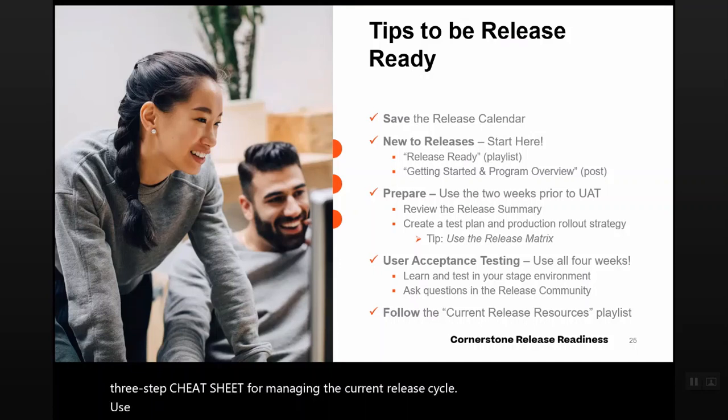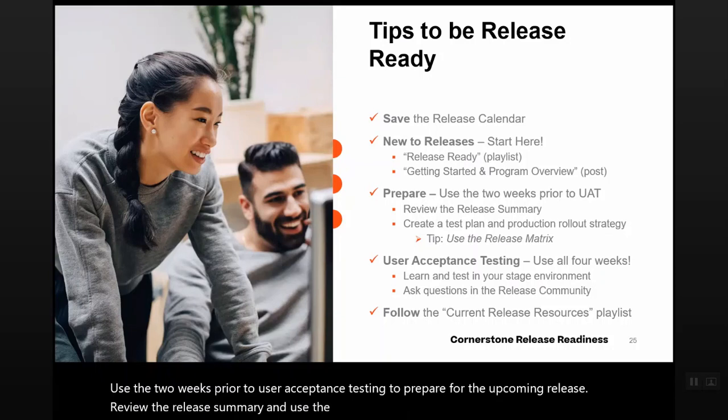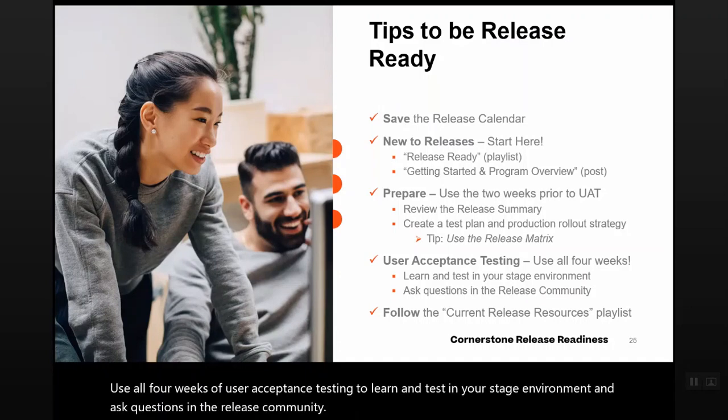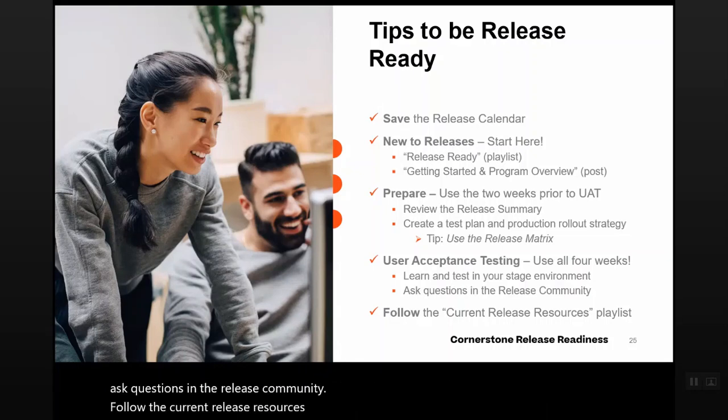Use the 2 weeks prior to user acceptance testing to prepare for the upcoming release. Review the release summary and use the release matrix to create a test plan and production rollout strategy. Use all 4 weeks of user acceptance testing to learn and test in your stage environment and ask questions in the release community. Follow the current release resources playlist to be informed whenever new resources are added.